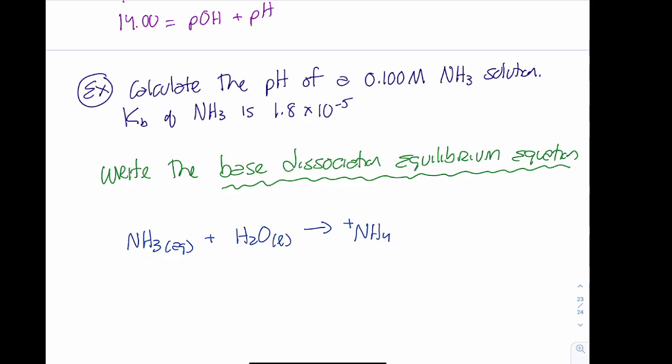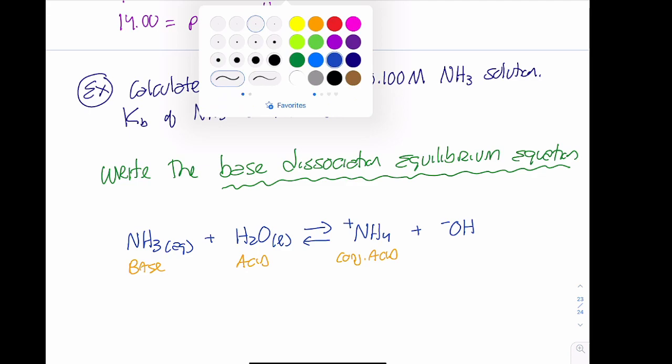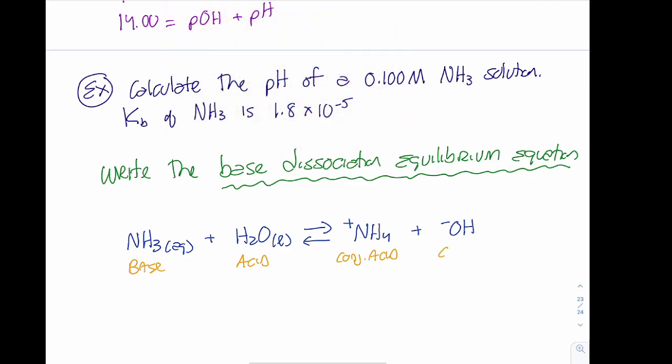Water is acting like the acid in this case. It has lost a proton, so I'm going to have hydroxide ions. So my base, water is acting like an acid. This is my conjugate acid, which is actually acidic. It can give that proton back to hydroxide ions, going back in this direction to form ammonia and water. And then hydroxide ions is my conjugate base.